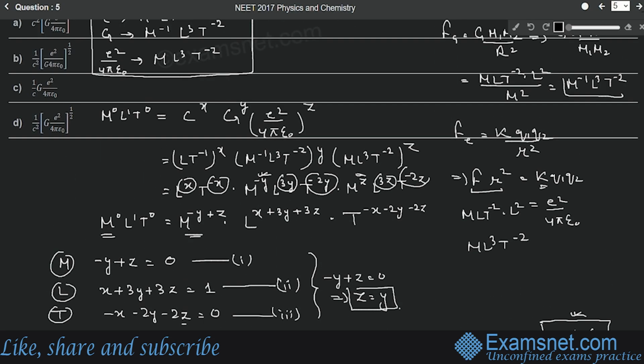In the last option, can you see 1 upon c square? That means c to the power minus 2, right? And G and e square upon 4 pi epsilon naught both had the power half, so this has been taken as common. Therefore, option D will be the correct answer. So this is quite lengthy, but if you solve it carefully, you'll easily solve it.